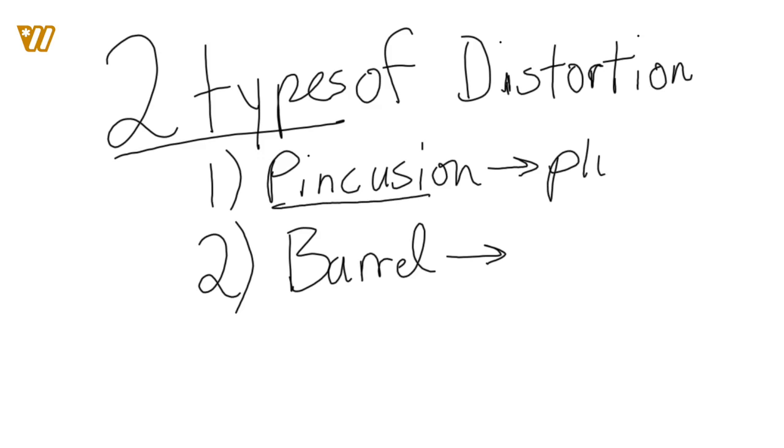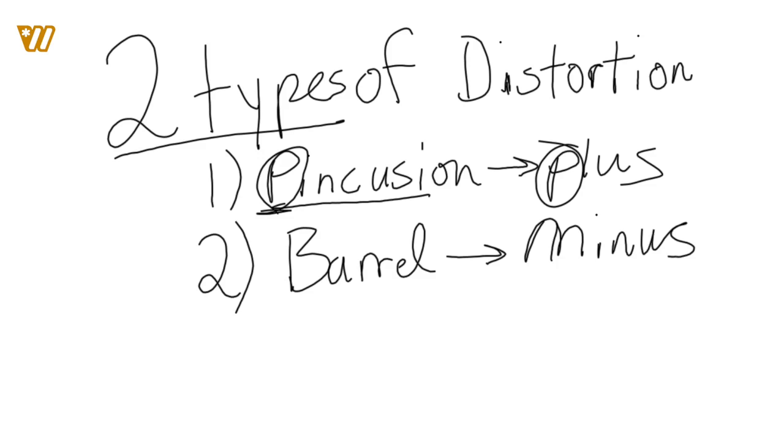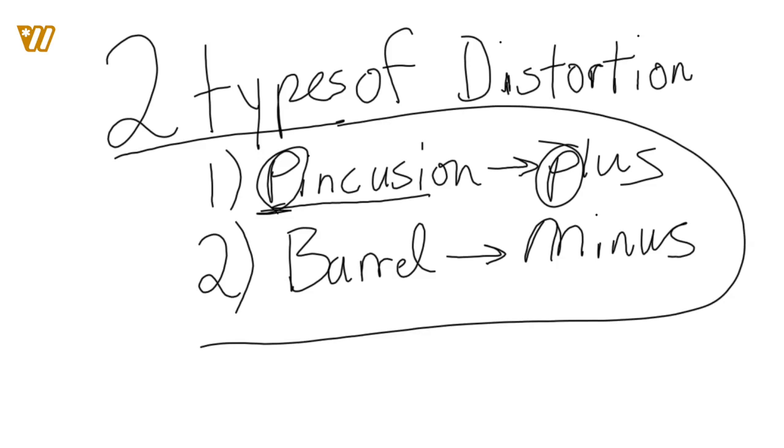Yeah, that's right. It's a plus lens. Count your P's: pin cushion, plus. And then barrel is going to be a minus lens. Very good. So that is the key concept for you guys to have down. Pin cushion is made by a plus lens. Barrel is made by a minus lens. Excellent. Let's keep on going on to chromatic aberration.